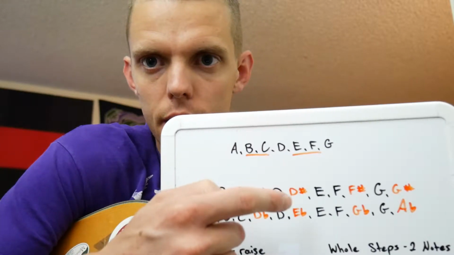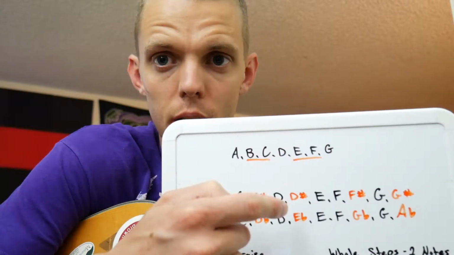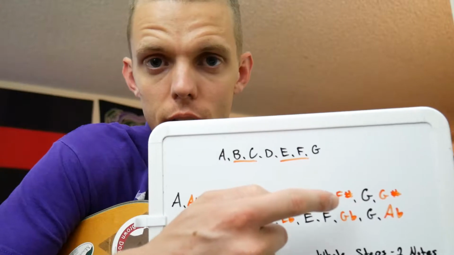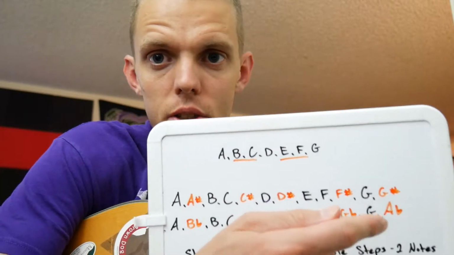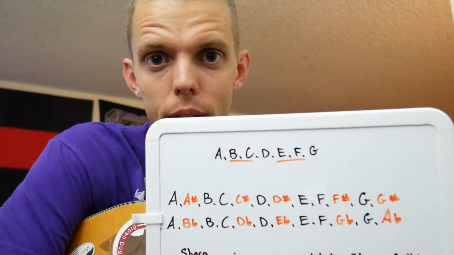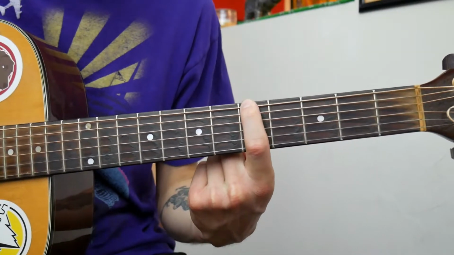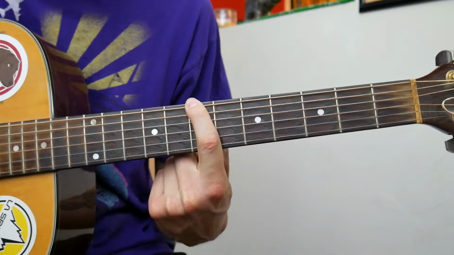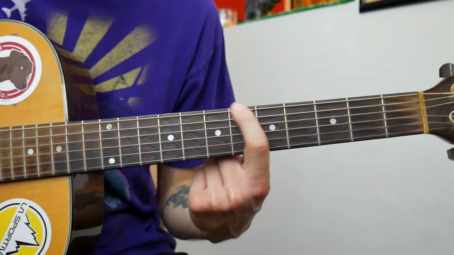So, in between D and E, you can call that note either a D sharp or E flat. F and G, you can call it an F sharp or a G flat. In between G and A, you can call it a G sharp or an A flat, depending on how you're looking at it. So, I'll go over that more, and we'll take a look at it, alright? So, as I showed you before, we have this A note here, and when we go A to B, it's a whole step. That note in between is either an A sharp or a B flat.